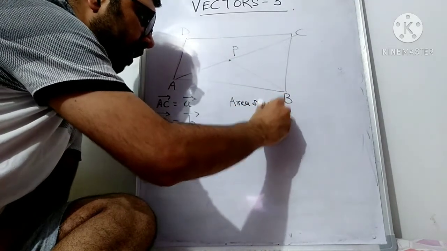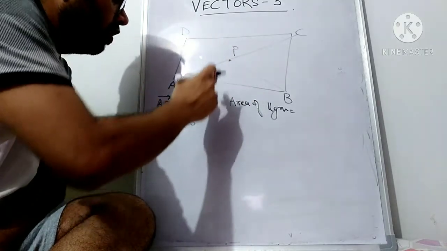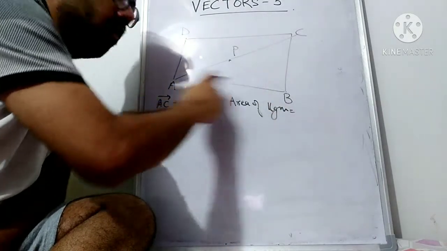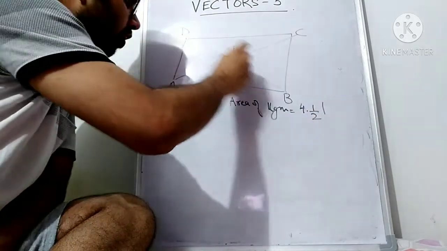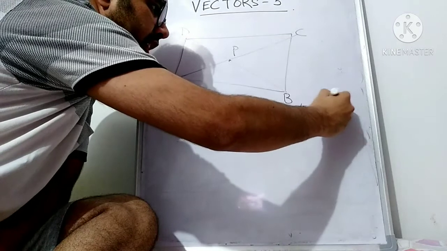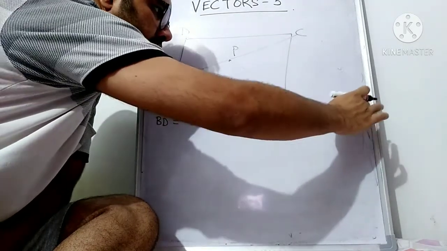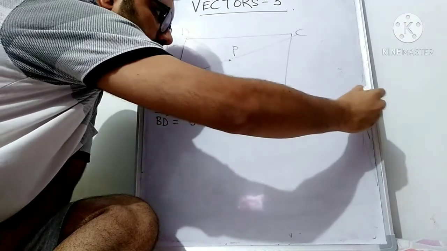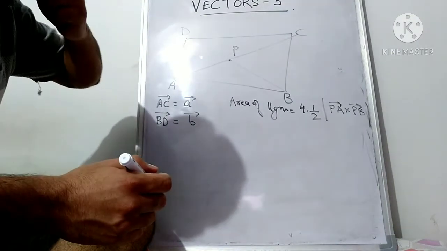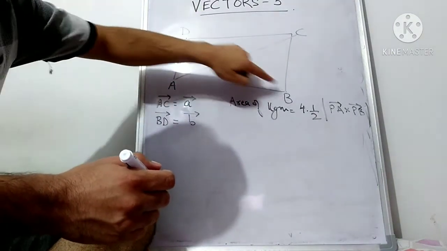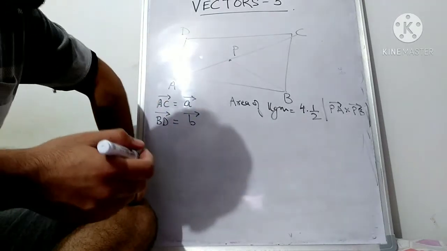parallelogram. This is in 4 parts: 1, 2, 3, 4. So I will write the area for one triangle and then multiply by 4. So 4 into half, and the area of one triangle we can say is PA cross PB. We have 4 triangles like this. So in order to find the area of the complete parallelogram, I'll just find the area of one triangle and multiply that by 4. So 4 into half, PA cross PB.